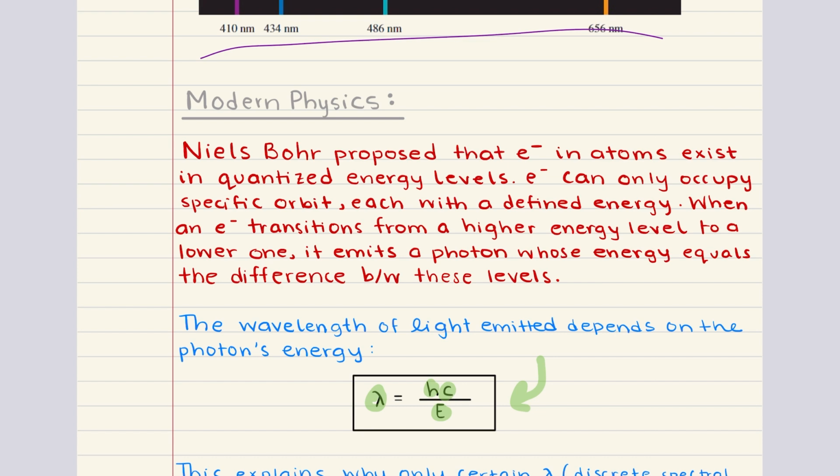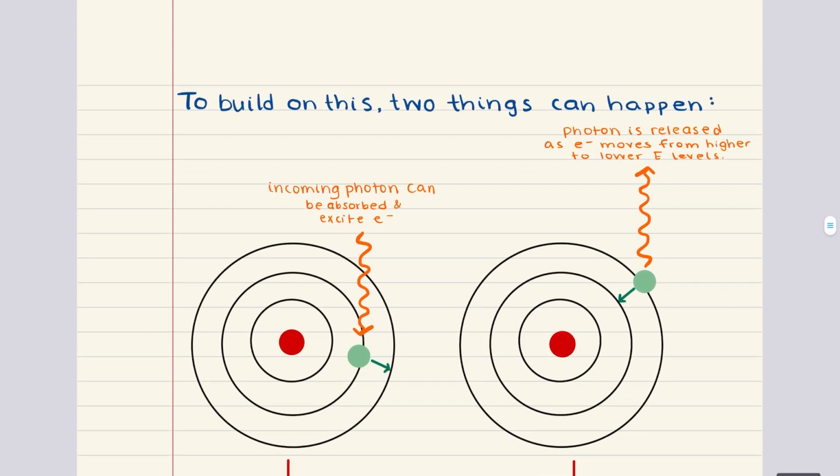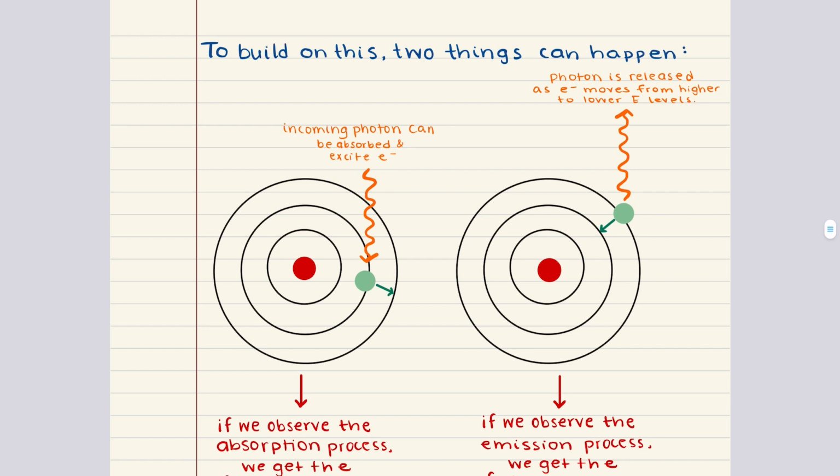Let's break this down further to fully understand what's happening. When electrons interact with light, two processes can occur. We can have absorption or we can have emission. In the absorption process, an incoming photon is absorbed by an electron, giving it the energy needed to move from a lower energy level to a higher one. This is how an electron becomes excited. On the other hand, during emission, an electron that is in a higher energy level releases energy as it drops back down to a lower level, and it emits a photon in the process.